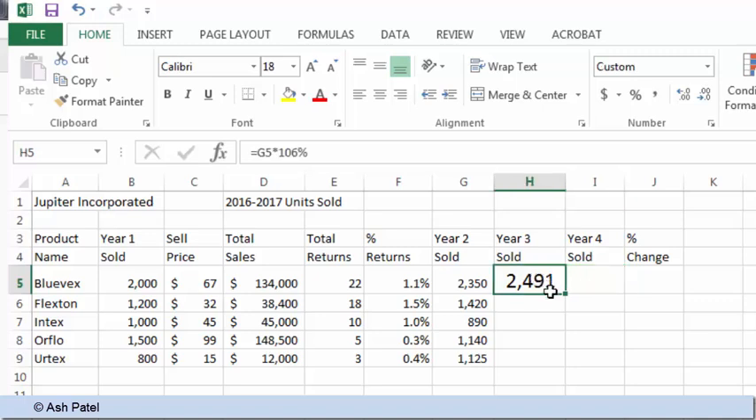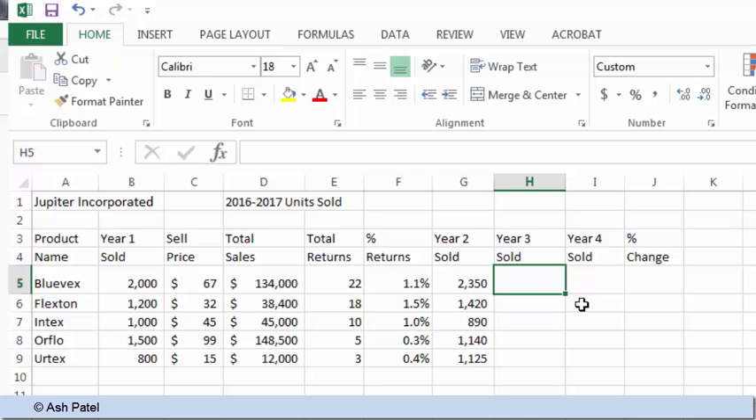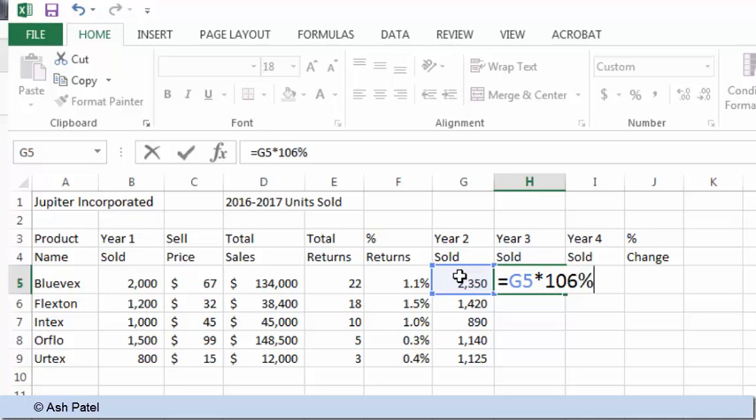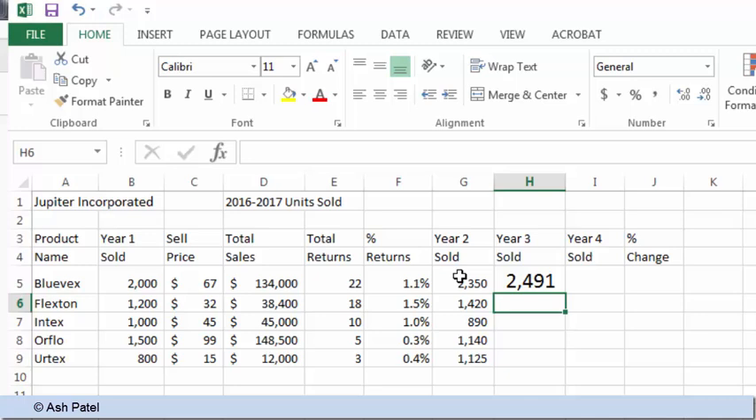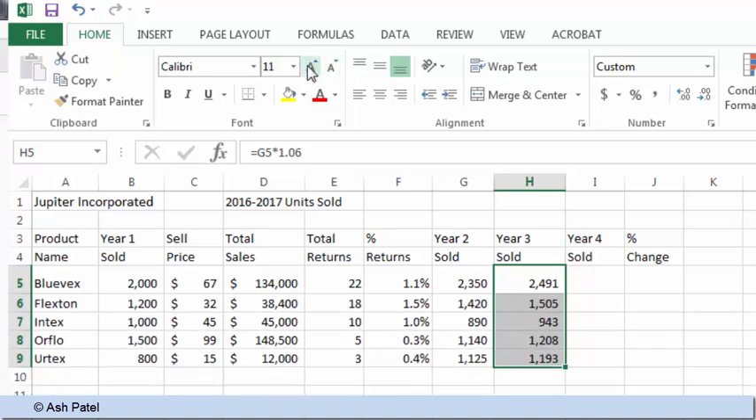So let's double check here. First way of doing it is last year times 6% plus last year, right? Principal plus interest, or last year plus the new amount. Or you can simply do it as last year times 106%, or just 1.06, right? Either way, you're going to get the exact same answer. Let's copy that down. Looks great, all right? You want to practice that if you're not sure.